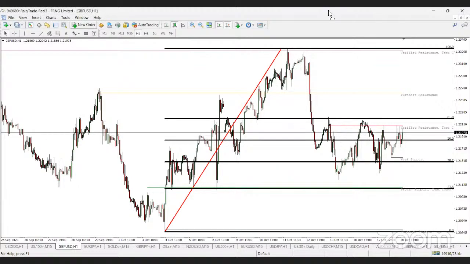So you're not limited by what the market is doing currently on your smaller time frame. The higher time frame helps you to see a general, broader view of the market.